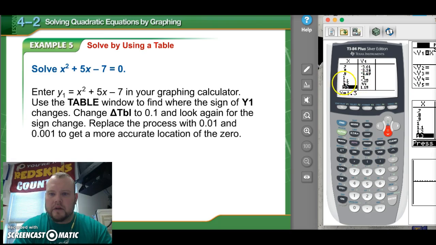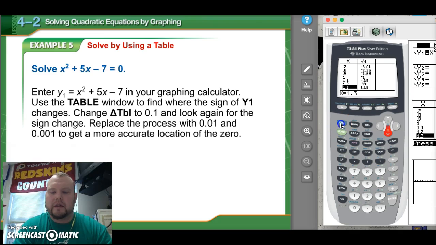Okay, can you see right here, 1.1, the value is negative 0.29, and 1.2, the value is 0.44, so it changed sign from negative to positive. So you know somewhere between 1.1 and 1.2, the function had a 0. So then we know, it says over here, we need to replace the process with 0.01 and 0.001 to get a more accurate location of the 0.